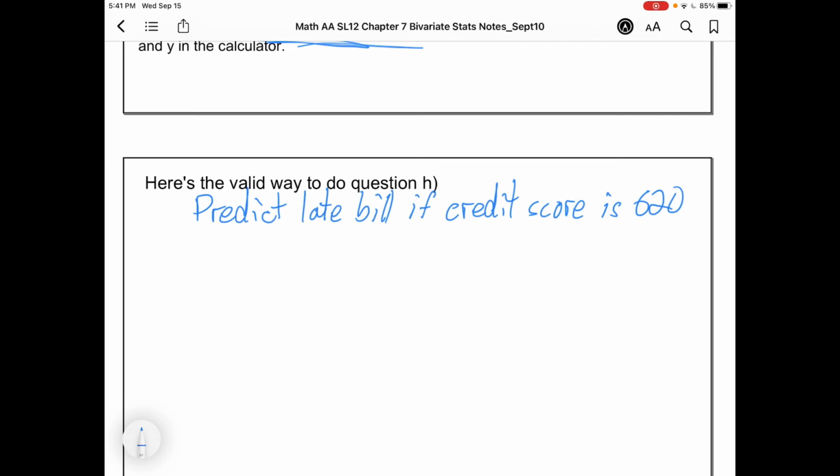And here's what we're going to do in our calculator. We are going to trick it. Trick your GDC.